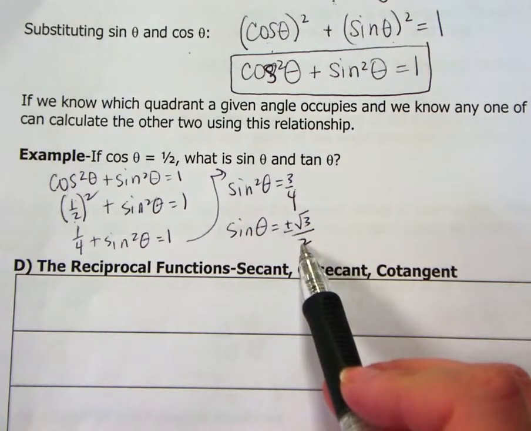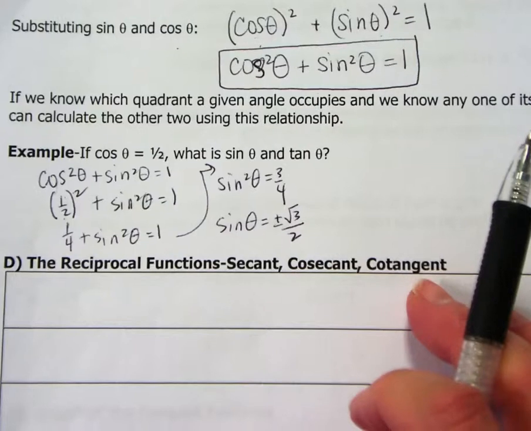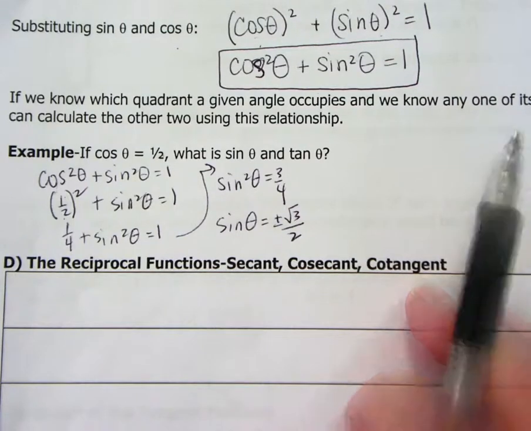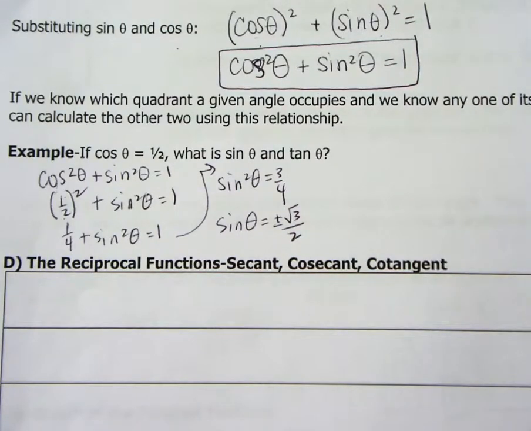So here's the deal. When you take the square root of 3/4, you get plus or minus radical 3/2. Both plus and minus are not the answer. We have to figure out which one it is. Eric, do you have a question or comment?